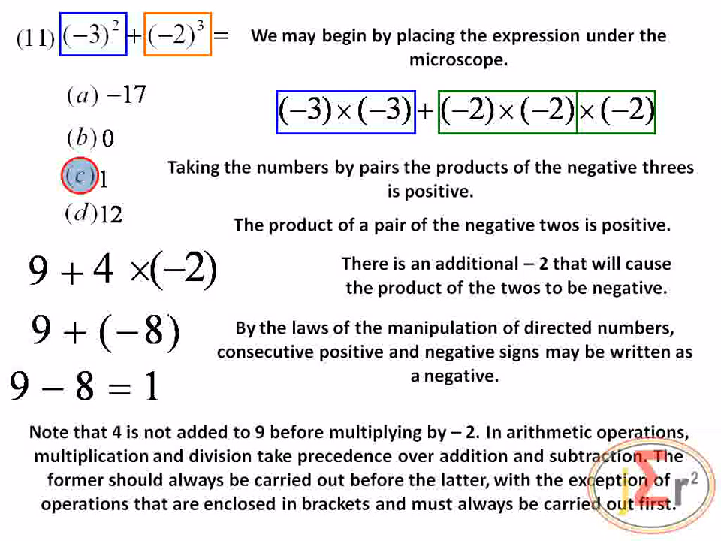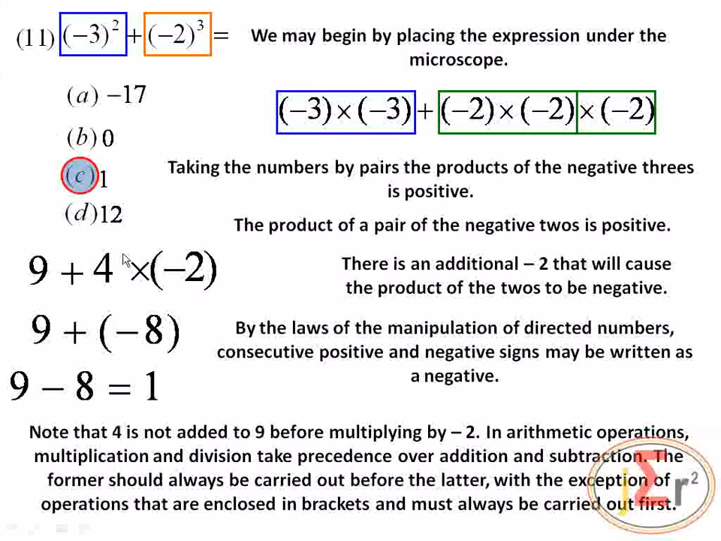Note that 4 is not added to 9 before multiplying by negative 2. In arithmetic operations, multiplication and division take precedence over addition and subtraction. So we do not say first 9 plus 4 is 13, then we multiply by negative 2. We do not do that, because in arithmetic operations, multiplication and division take precedence over addition and subtraction. So we will do the former first, and then we do the latter next.